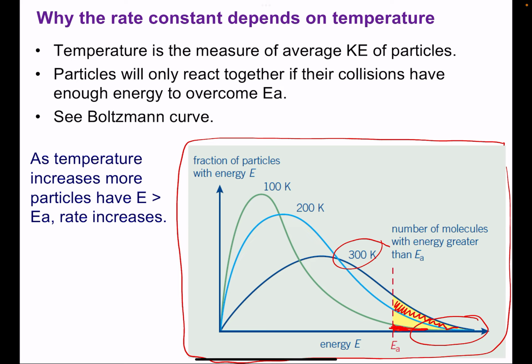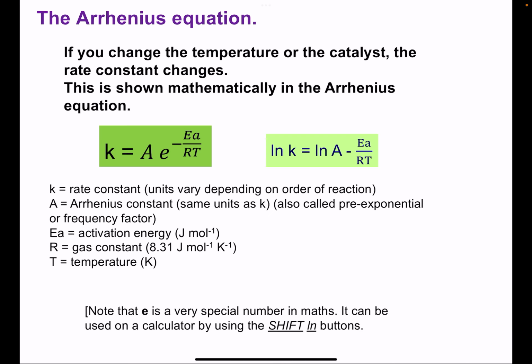Now let's move on to the Arrhenius equation, because that's what we really want to look at. Therefore, you will be given this equation: k equals A times e to the minus Ea over capital R, capital T.